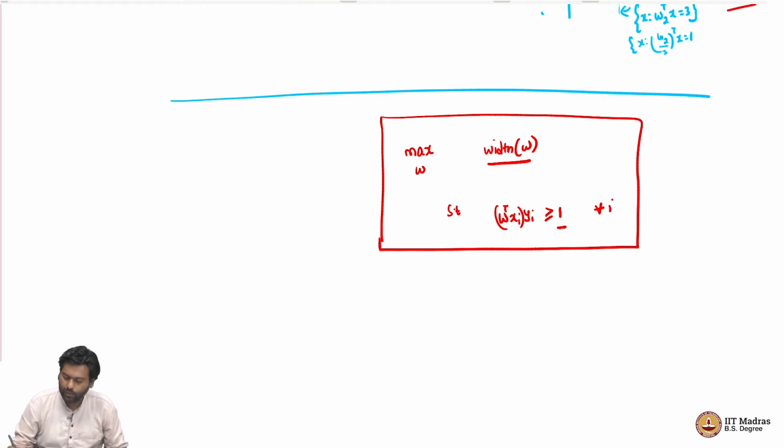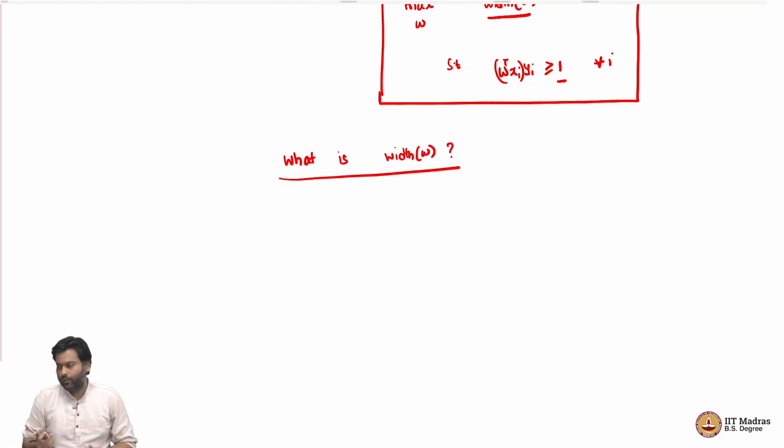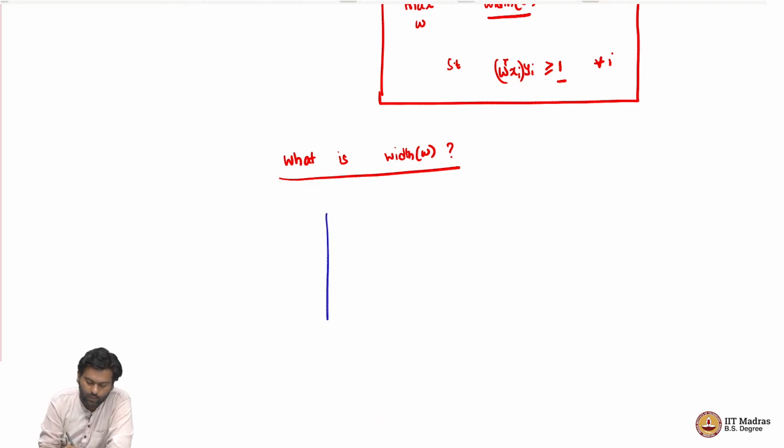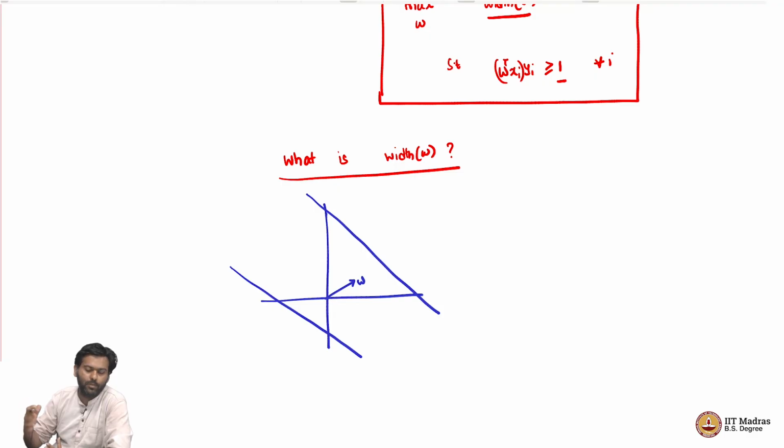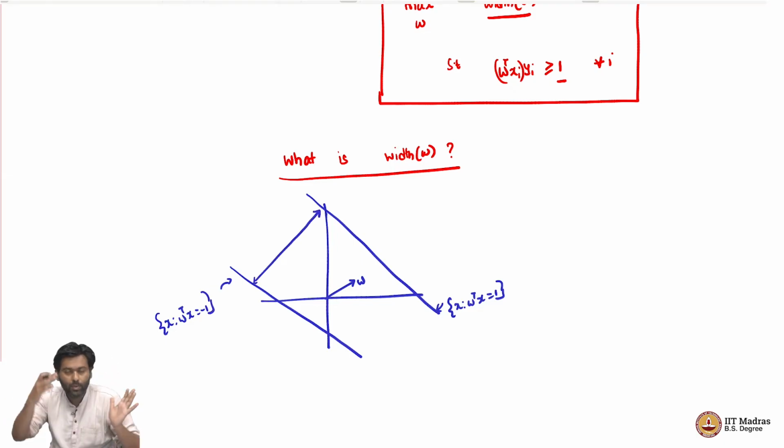Now, how can we find the width of W? What are we trying to find out? We have some W, I give you some W and I say that this W classifies my data set such that this is the line where W transpose X equals 1 and this is the line where W transpose X equals minus 1, and now I am asking what is this width, the length between these two parallel lines. How can we find the length between these two parallel lines?